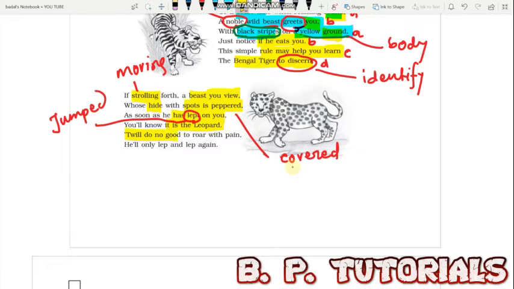Now, it will do no good to roar with pain. He'll only leap and leap again. A leopard always takes his prey to the top of the trees, keeps it there and eats slowly. So even if you go on roaring in pain, the leopard will not pay any attention. It will keep on jumping and go on moving towards wherever it wants. So you will know it is a leopard when you understand that it is jumping on you, and that is the way of identifying a leopard. If you groan with pain, it doesn't matter, it will not pay attention to you and will go on jumping again.